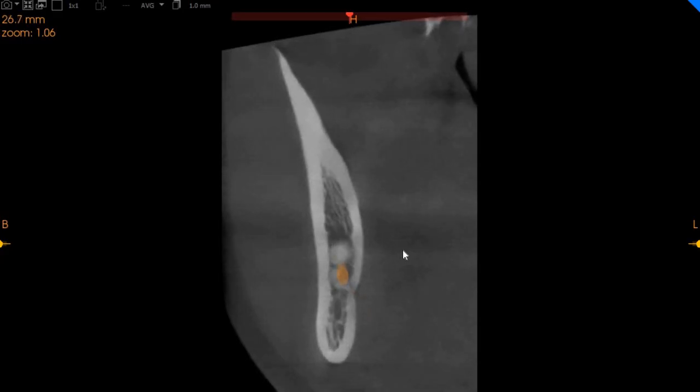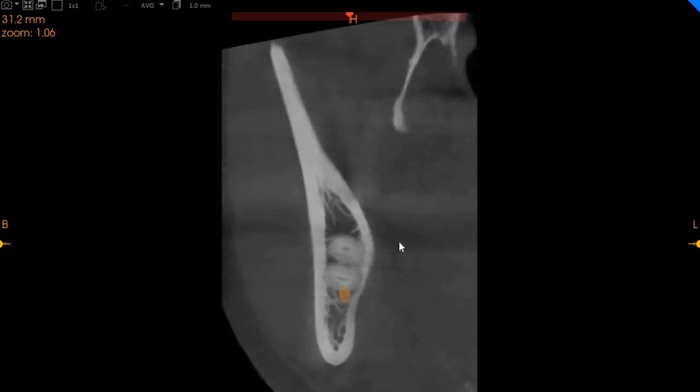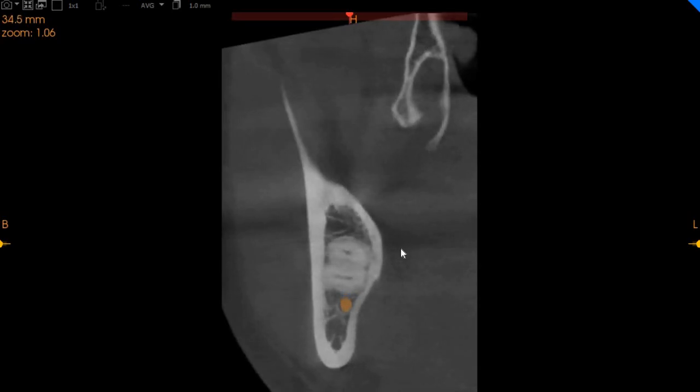So the wisdom tooth in the lower right-hand quadrant and its roots are very intimately in contact, from mid-root level all the way down to the apex. They are very intimately in contact with the inferior alveolar nerve.